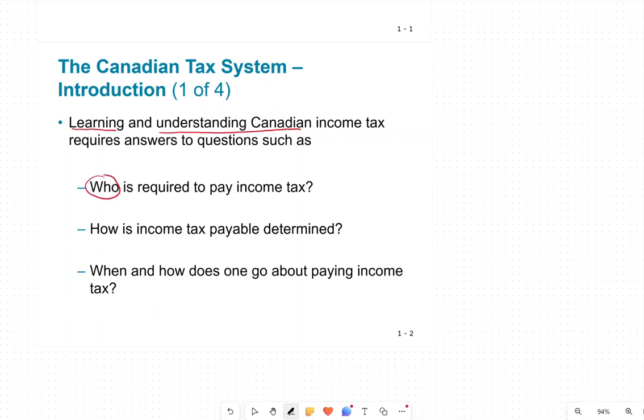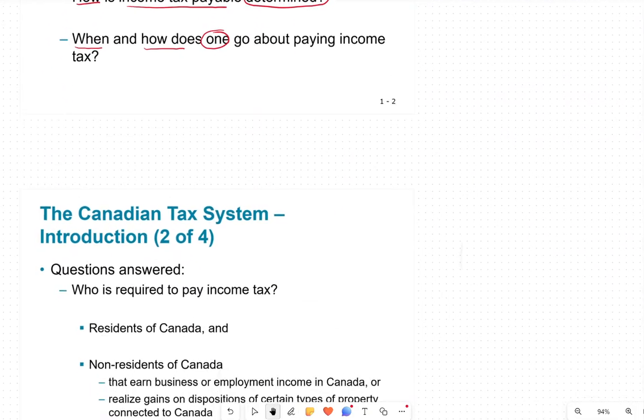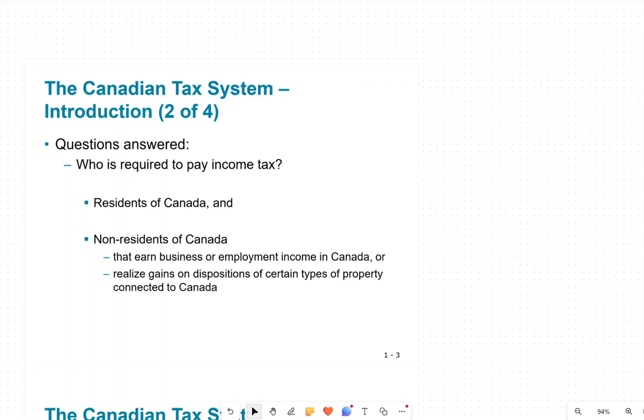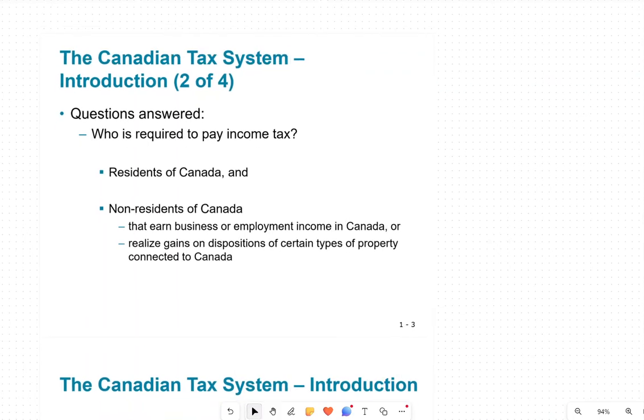Who is required to pay the income tax? How is income tax payable determined? How do we calculate how much tax to pay? When and how does one go about paying this income tax? If we owe money, how do we pay the government? That's what it means. So let's answer the first question, and then we'll go to the second and then the third question. Our first question is, who's required to pay the income tax?